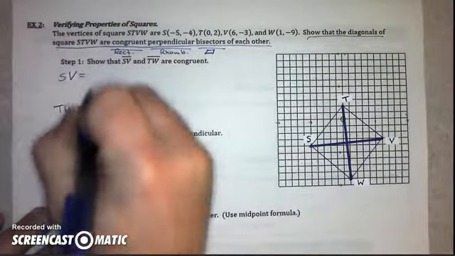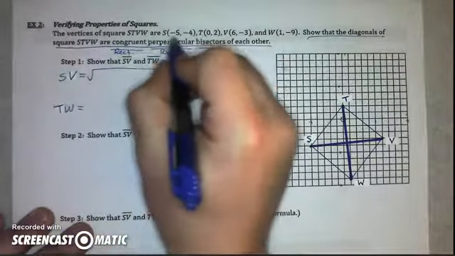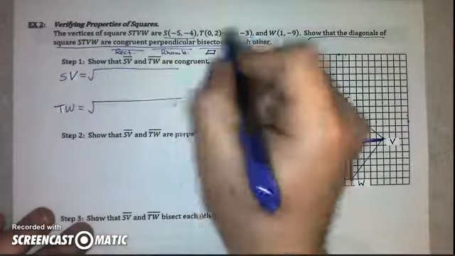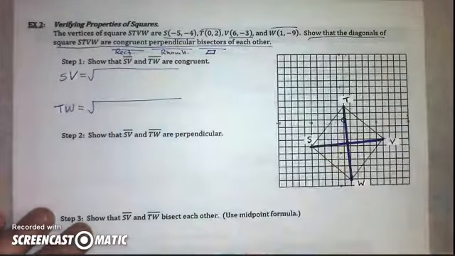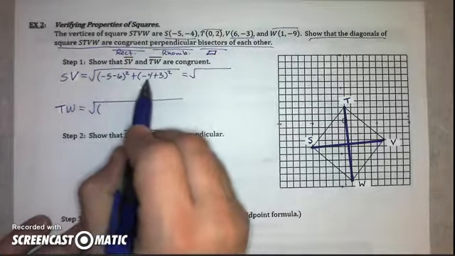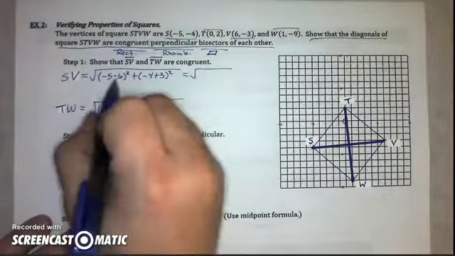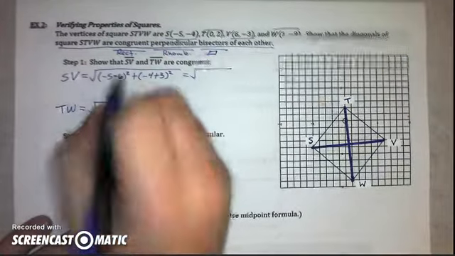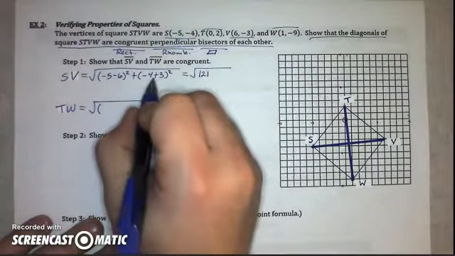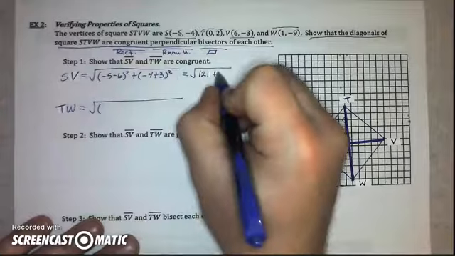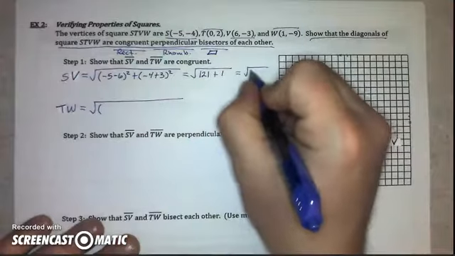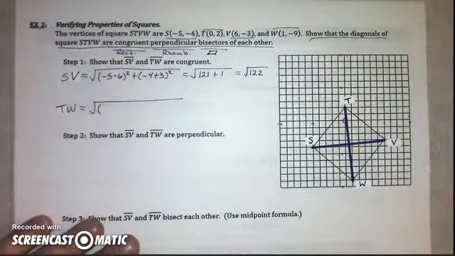We'll use our distance formula using those coordinates. SV for that one, and then down here, T and W. So for SV, we do the difference of the x's squared plus difference of the y's squared. Negative 5 minus 6 is negative 11. Negative 11 squared is 121. Negative 4 plus 3 is negative 1. Negative 1 squared is positive 1. And so we get that the distance or length of SV is the square root of 122. And we're going to leave it like that for now.